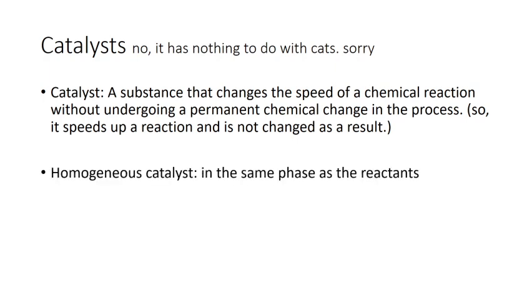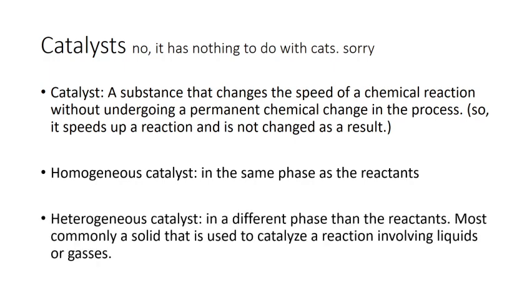There are two types of catalysts. A homogeneous catalyst is in the same phase as the reactant. So say your reactants were liquids, you would pour a liquid catalyst in. That would be a homogeneous catalyst. And then you have a heterogeneous catalyst. That is going to be in a different phase than your reactants. Most commonly, it is some sort of solid that is used to catalyze a reaction involving liquids or gases or both.